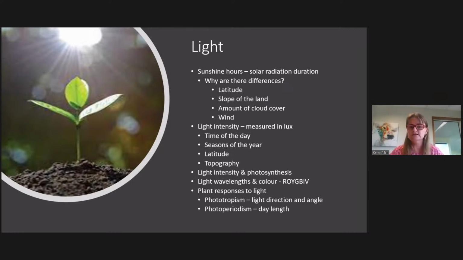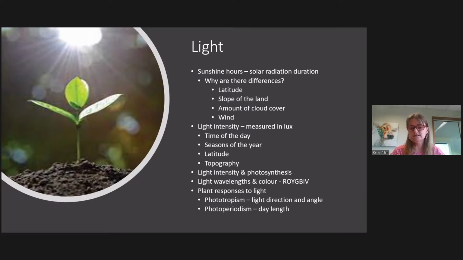Okay, so the second part there is the seasons of the year. So we get more light in different parts of the season, and that is to do with the Earth's tilt and axis away from the sun as it rotates around. So that changes those seasons. The next is latitude, so where we are in the planet. So if you're closer to the equator, you will get more light intensity than if you are further away. And then lastly, looking at topography. So north-facing slopes get more light than south-facing slopes. Okay, so that's just starting to get you to think about some of those impacts on light.